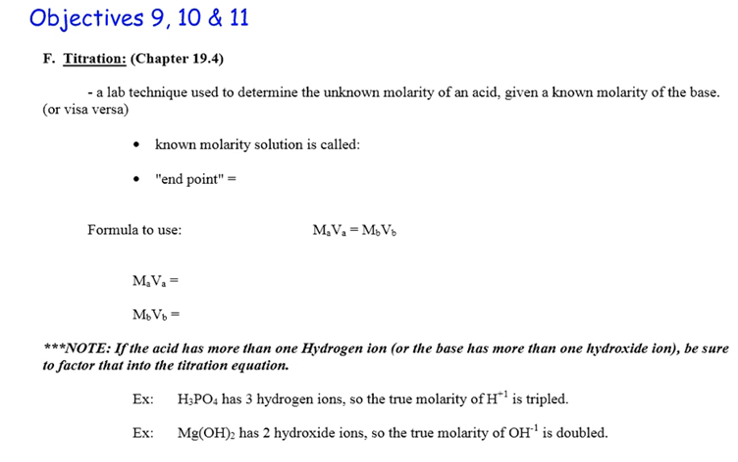Titration is a lab technique used to determine an unknown molarity of an acid given a known molarity of the base, or vice versa. If you know the molarity of the acid, we can use this technique to find the unknown molarity of the base. Regardless, whichever molarity solution you know the concentration of, that is what is called your standard solution. The end point is when neutralization takes place.